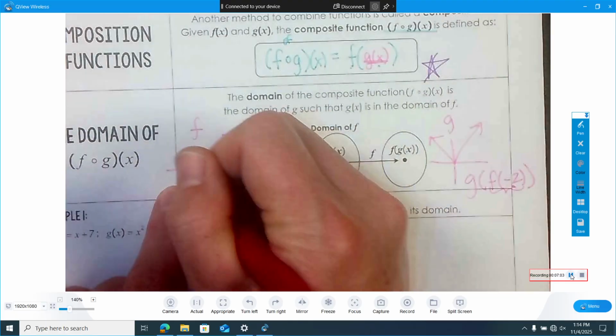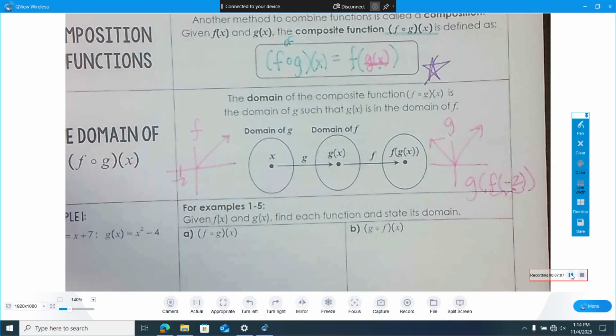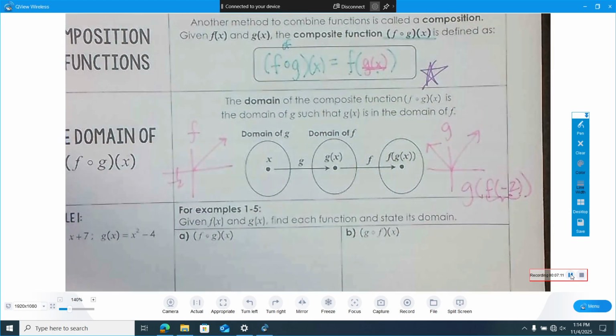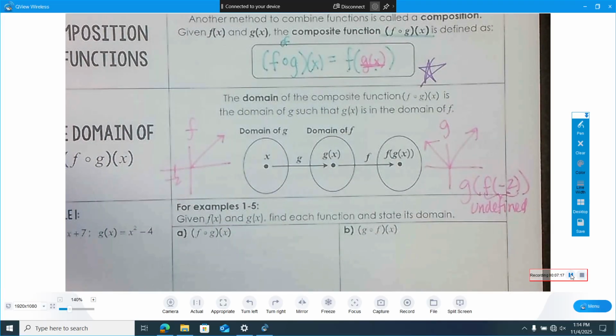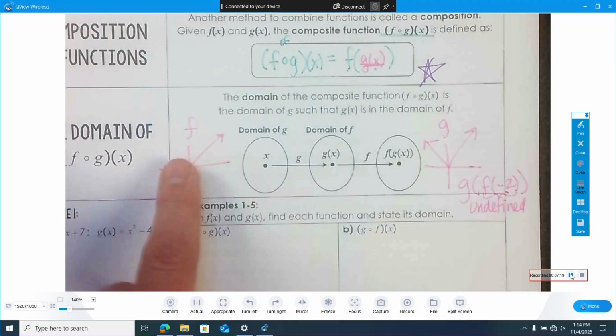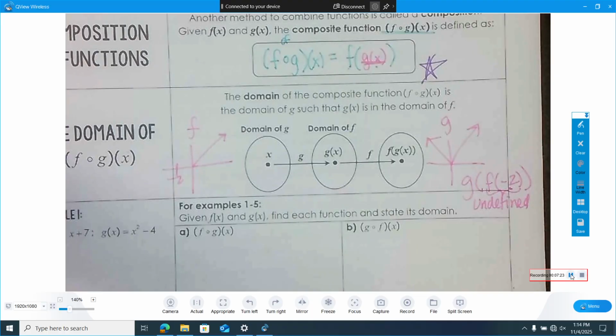It isn't there. Negative 2 is over here. There's no graph. It's not part of the domain. And because there's nothing there, it's not part of the domain, this is undefined. We can't do this composition because that negative 2 isn't inside a usable domain, okay? So we do get domain issues, happens a lot, but we don't have to worry about them too much now.